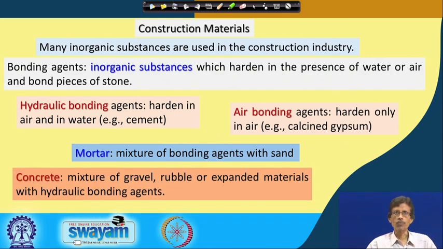Then with the use of this mortar we get the corresponding concrete. How do we get the concrete? Reinforced concrete or pure concrete. We know that concrete is the main material for buildings, bridges and all other cases. Concrete is nothing but a mixture of gravel, rubble or some other expanded material with the addition of cement. Cement is your hydraulic bonding agent. When added to all this solid material, you get a huge stone-like structure, which hardens with time, and ultimately you get the concrete structure.